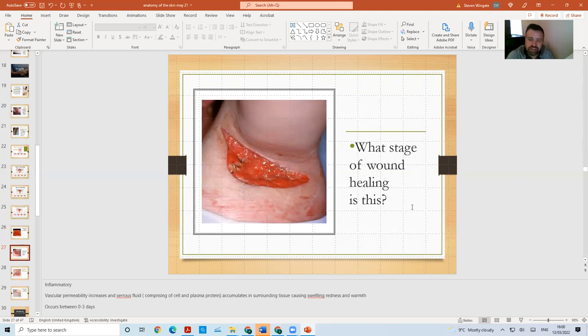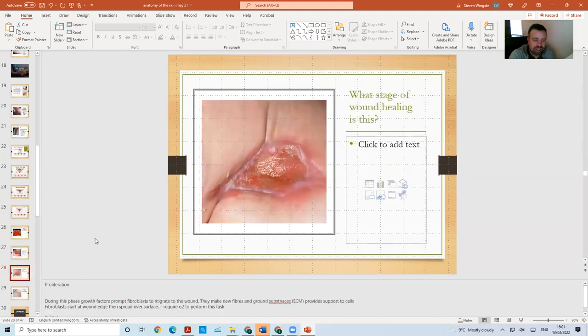So what stage of this does it look like? So it's not bleeding anymore. So bleeding has stopped, but equally, it still looks quite red and tender. So here we're looking at the inflammatory stage. So this is the white cells fighting off any infection. And during that, sometimes it can weep a little bit because that's the white cells doing their job, trying to keep it clean and everything.